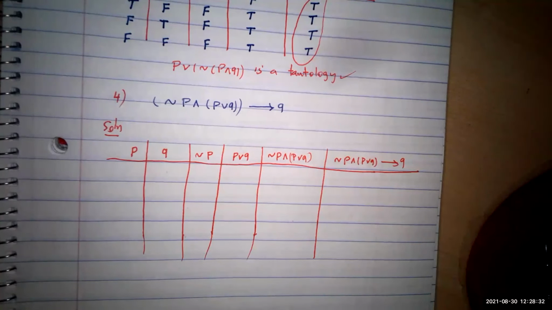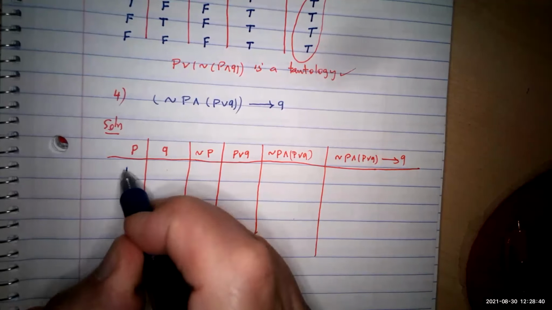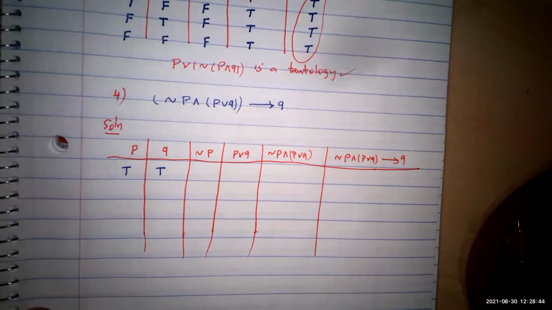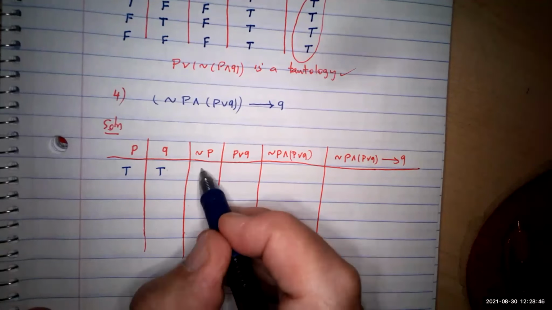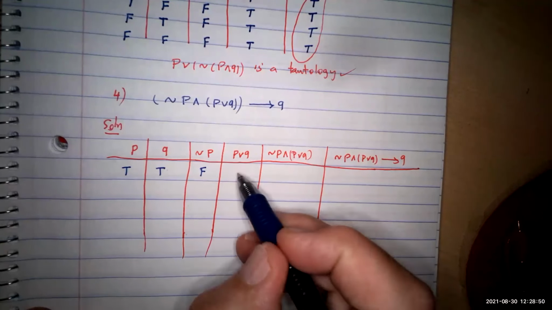Okay, any question? Are you ready? There are 4 possibilities for the P and the Q to get this result. Okay, the first one, true, true. This is false. P or Q, that gives you true.